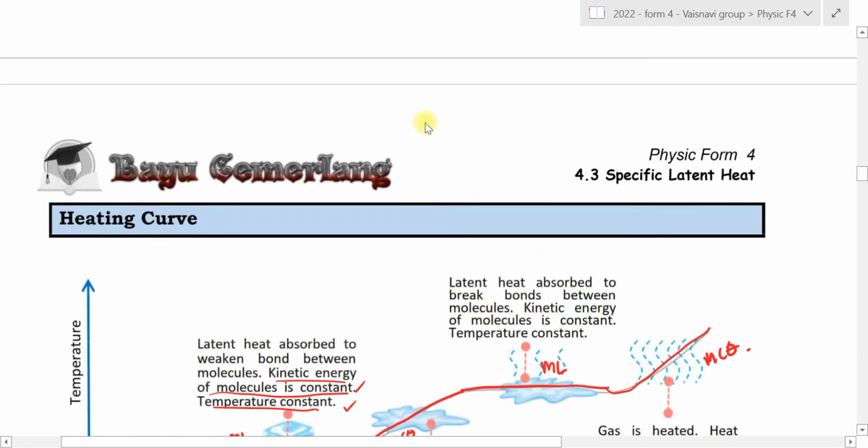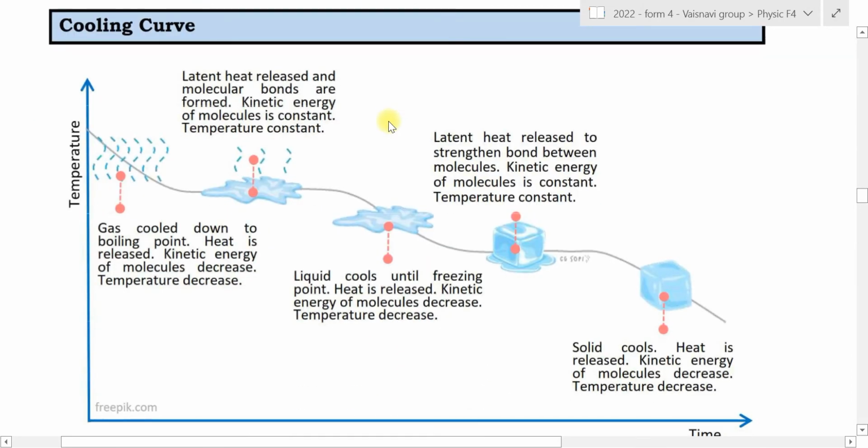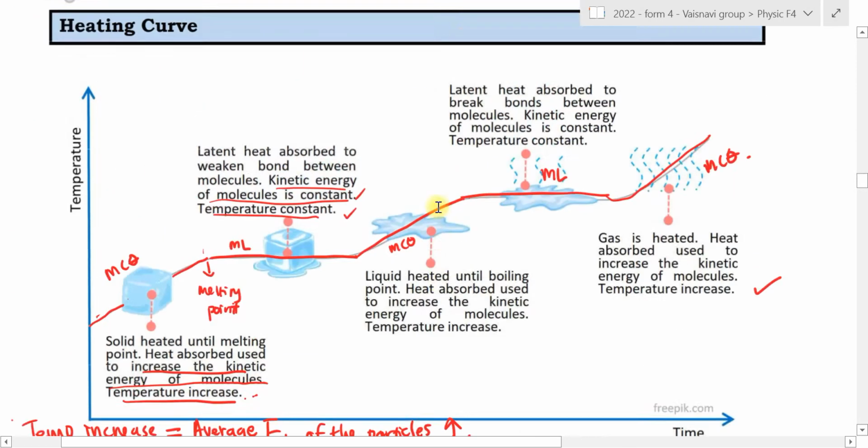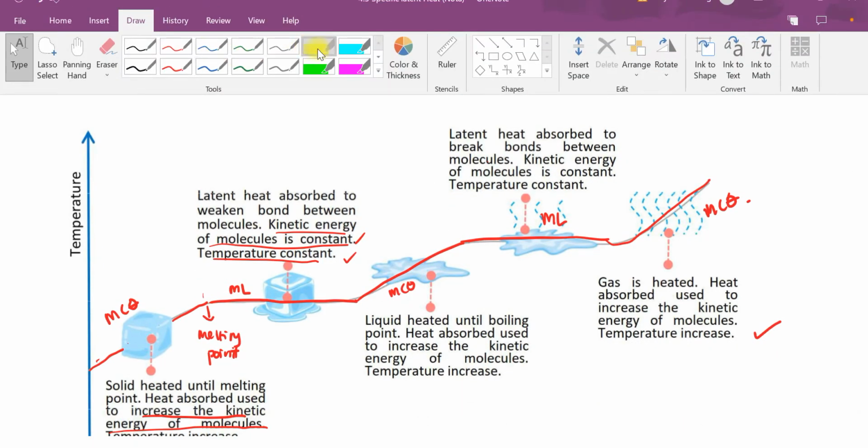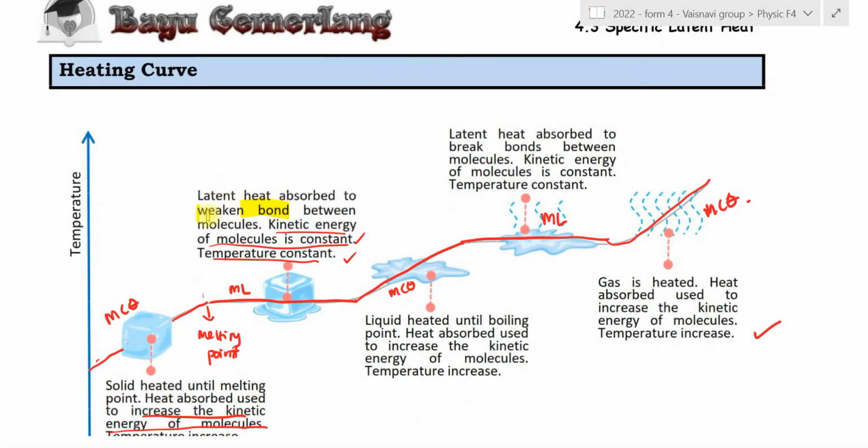Kalau heating dah faham, cooling should be okay. Tapi di sini kalau kita tengok, keyword semua weaken the bond. Dia akan selalu tanya kenapa kinetic energy dia, temperature dia constant. Jadi kamu kena bagi tahu dua sebab. First, latent heat is absorbed to weaken the bond, so the kinetic energy is kept constant. That's why the temperature is constant.